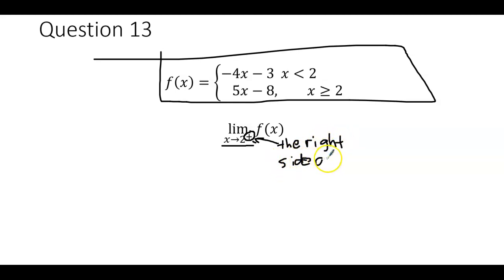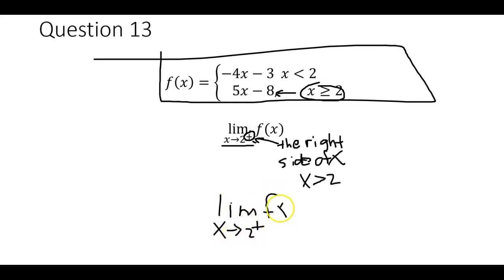Now, what kind of numbers are to the right of 2? Well, that would be numbers that are greater than 2. And so we're going to use this piece right here. And so the limit as x approaches 2 from the right of f of x is going to be the limit as x approaches 2 from the right of this piece of our function, because that's where x is greater than 2.